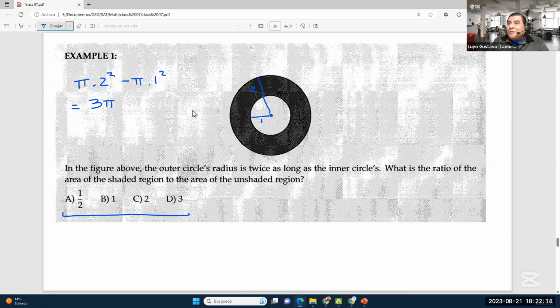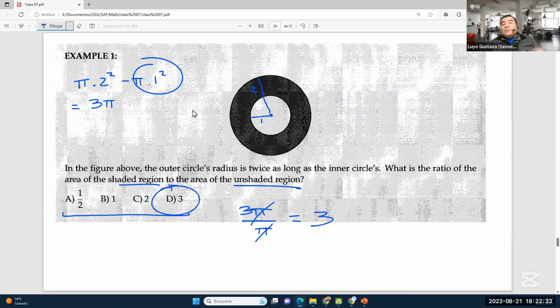And what is the area of the inner circle? Obviously, it is this one, pi times 1 squared. So what is the ratio? Shaded region over unshaded region, 3, and that's it. Okay, that would be the fast way to do it without variables.